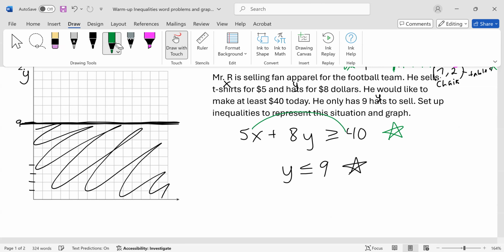Let's go ahead and move on to number 3. This is just some more graphing, okay? I'll just do 2 of them with you. You should be able to do the rest of these.